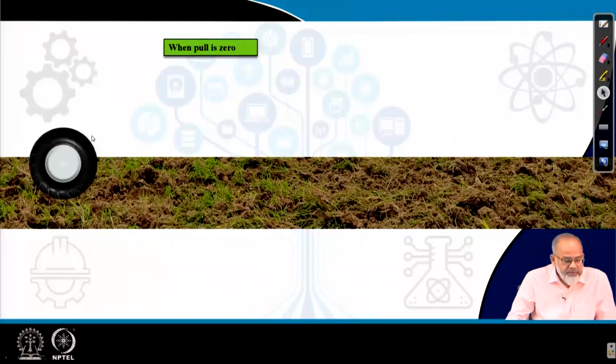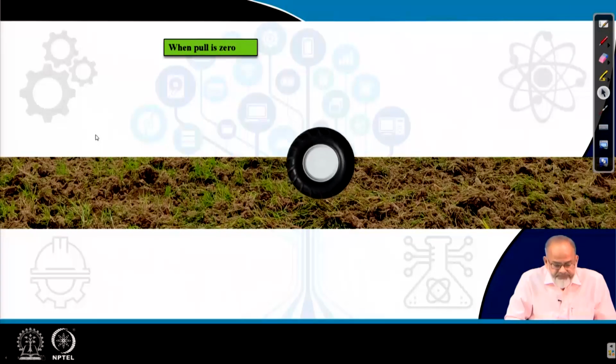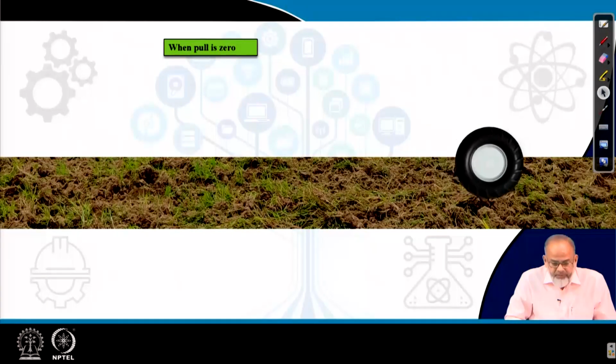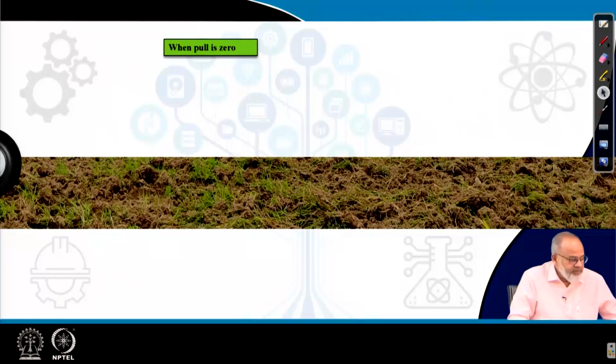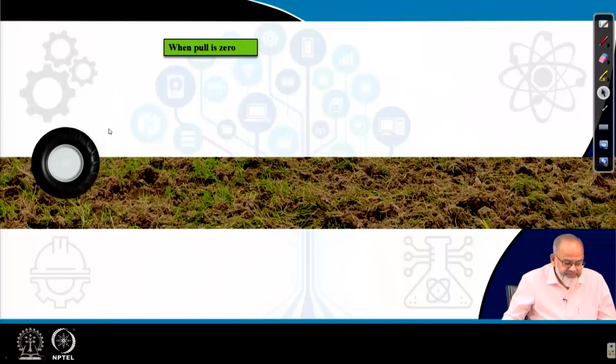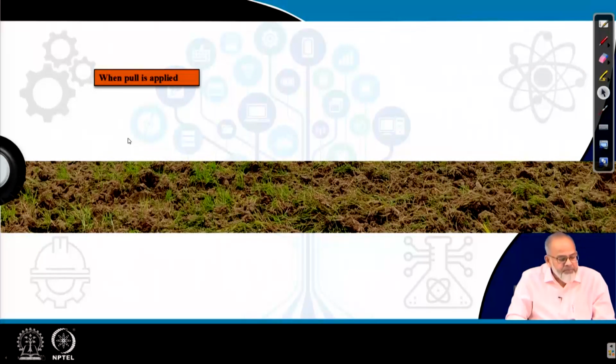Now I will show you a slide where a wheel is rotating without any pull. That means pull is zero. It is just simply rolling over the soil surface, and it is not developing any pull or power because pull is zero. Now I will show you another slide where a wheel will be rotating and we are applying certain pull.